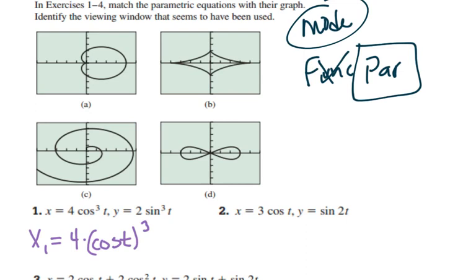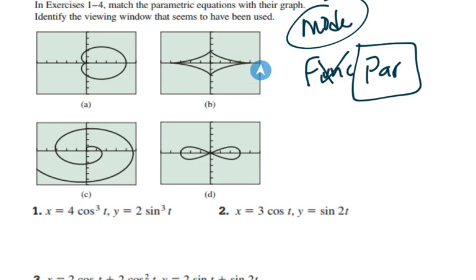So, alright, if we're in a standard window, let's see what happens. I didn't graph the y equation. Okay, so the y was going to equal 2 times sine of t to the power of 3. Alright, so as I look at this one, it is in fact giving me a diamond shape.